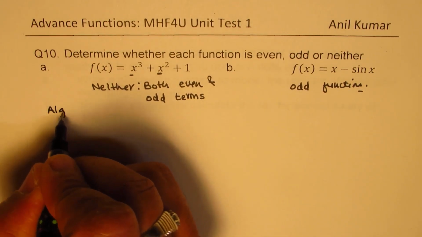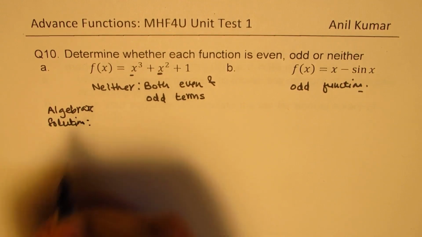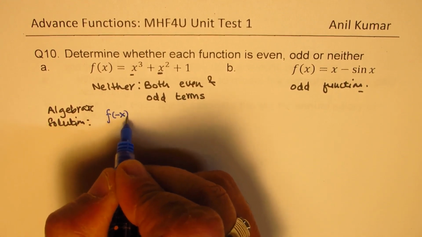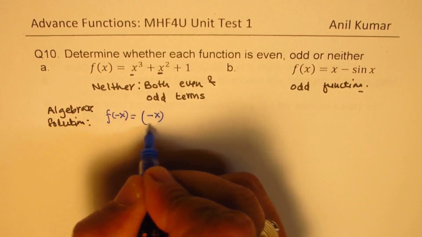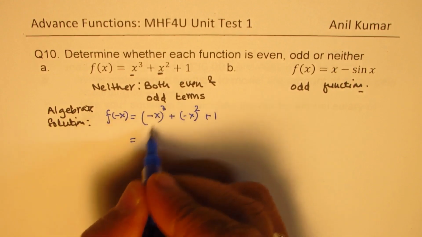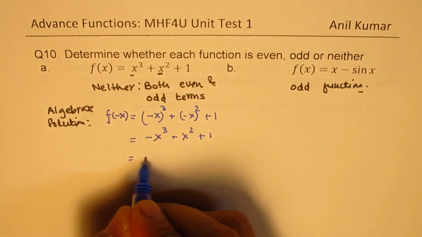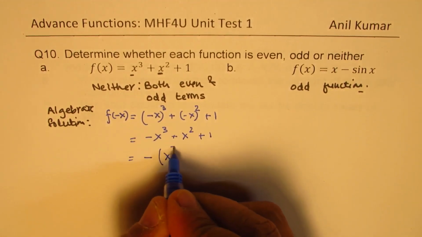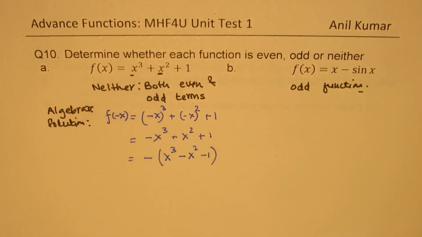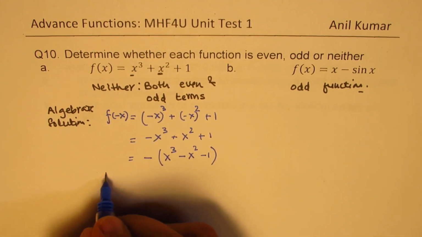However, let's prove it. Let's have an algebraic solution. So how do you do that? To find the algebraic solution, we find what is f of minus x. So if I substitute x with minus x in the equation, what do I get? I get this, and then we get minus x cubed plus, that becomes positive x squared plus 1. And if I take minus common, in that case we get x cubed minus x squared minus 1. So we see this is not equal to that. Perfect. And it is not the same as that also, and therefore we have neither.